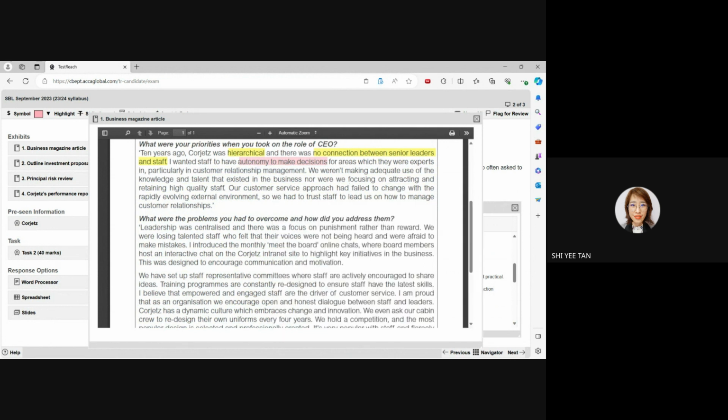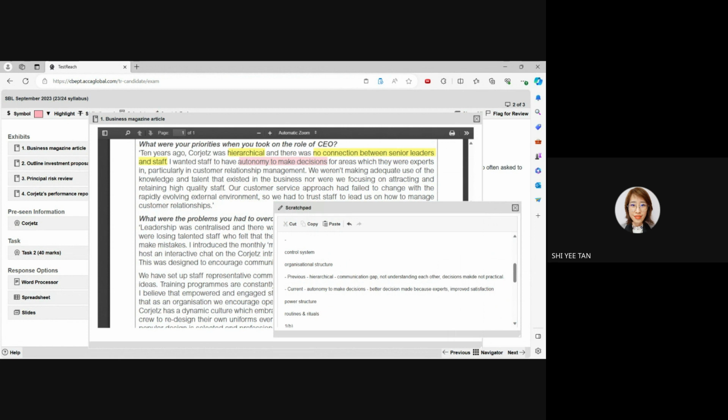Okay, right. So we weren't making adequate use of the knowledge and talent that exists in the business, nor were we focusing on attracting and retaining high quality staff. So last time we don't really focus too much on the employees. Our customer service approach had failed to change with the rapidly evolving external environment. So we had to trust staff to lead us on how to manage customer relationship.